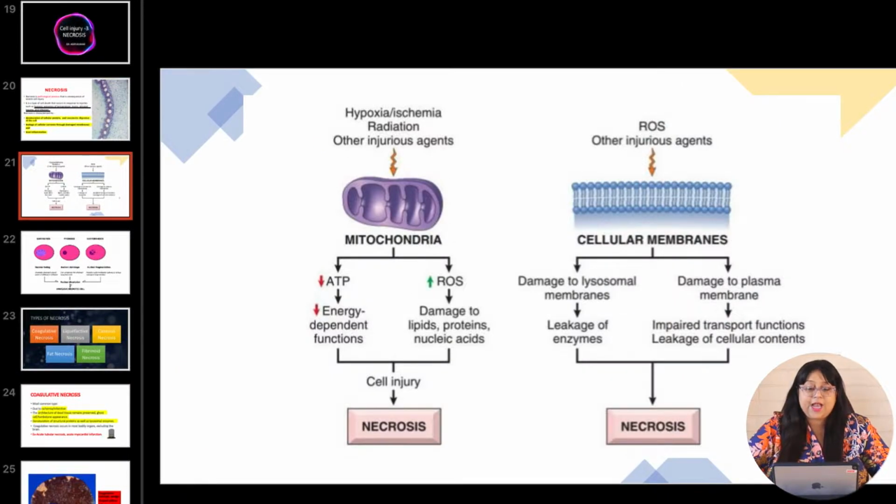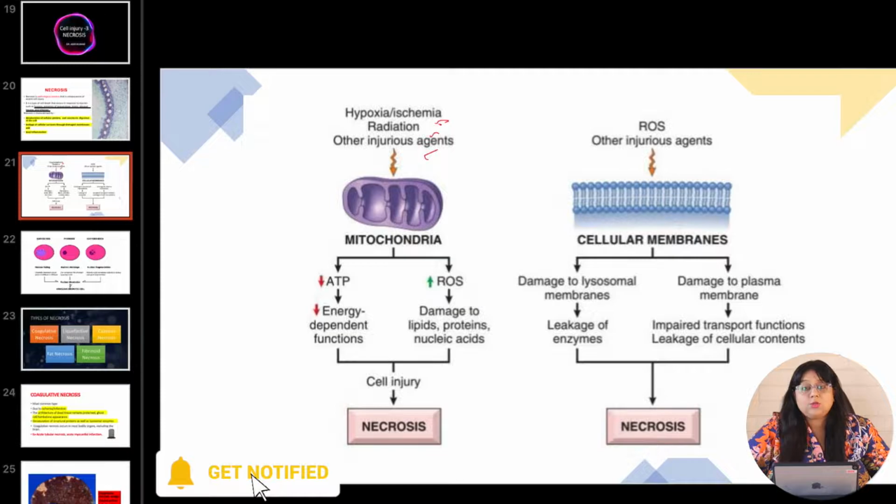Here in this image, I have tried to emphasize the pathophysiology of necrosis. As you could note, because of hypoxia and ischemia or radiation or other injurious agents, there is damage to the mitochondria and the cellular membrane. When mitochondria are damaged, there will be decreased production of ATP, which will lead to a decrease in the energy dependent functions of the cell. Also, because of an increase in reactive oxygen species, there is damage to lipids, proteins and nucleic acids, which will further contribute to the cell injury and cause necrosis.